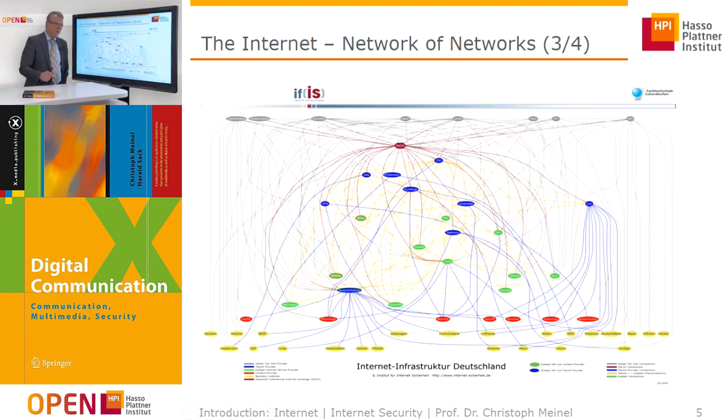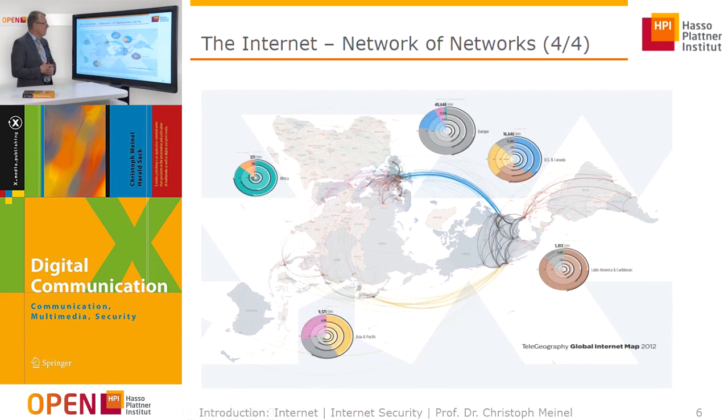And if we look, for example, at the infrastructure of Germany, then you see the different internet providers that are connected to each other and that have a huge number of customers. And if we look worldwide, then the internet as a network of networks, you can see here in this illustration where we have the different important places which play a role for interconnecting the networks on the different parts of the world.